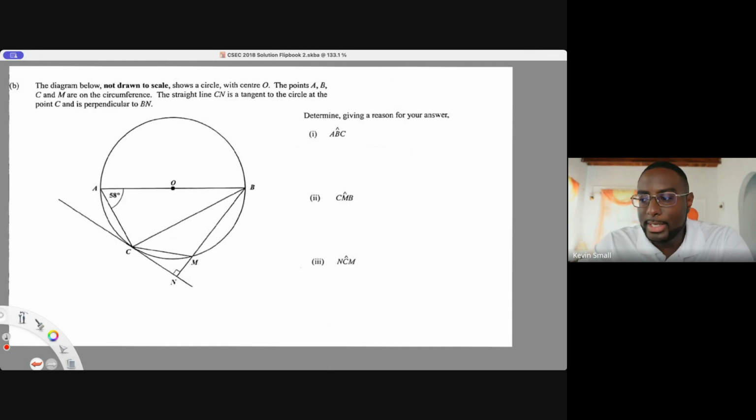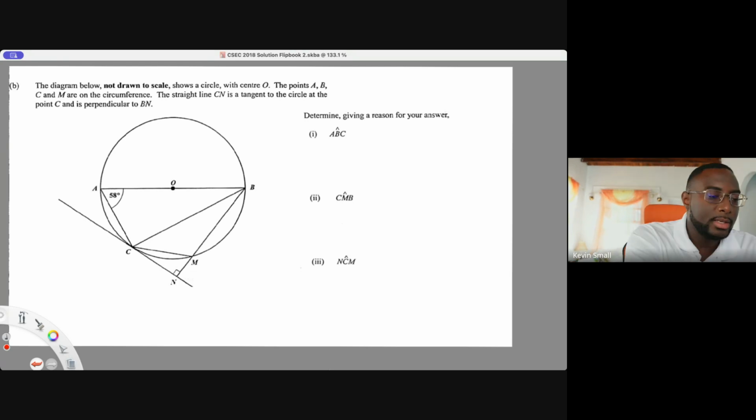Let's do this circle theorem one as fast as possible. Again, my poor laptop is at 9%. Let me see if we can give it some more charge before it cuts out on me.